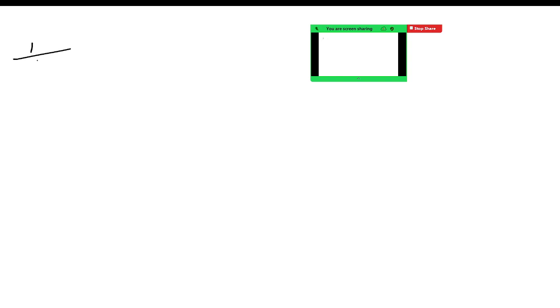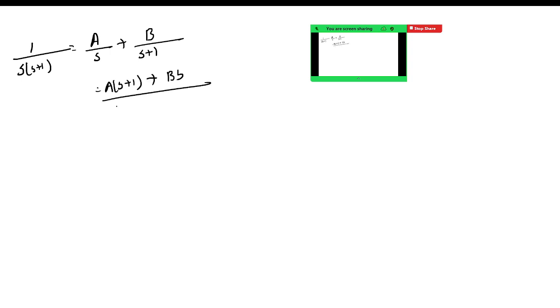So here we have 1 upon s into (s plus 1) equals A divided by s plus B divided by (s plus 1). So that will be equal to A into (s plus 1) plus B into s, divided by s into (s plus 1), which equals 1 upon s into (s plus 1). Here I am writing all the steps, but in the GATE examination you don't have to write all the steps, right? You have to save some steps.